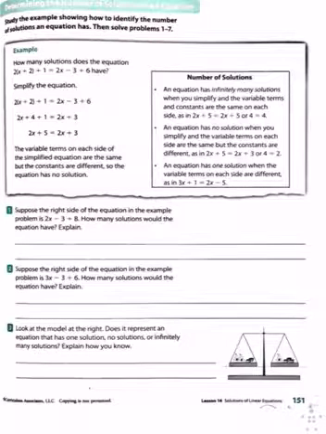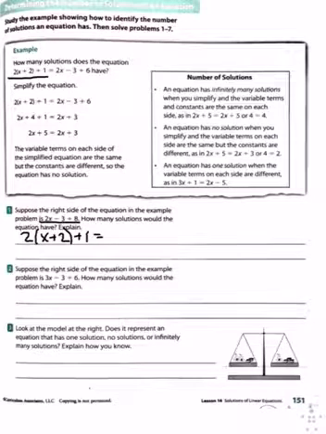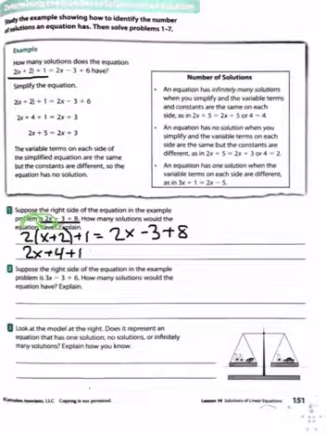Problem number 1. Suppose the right side of the equation in the example problem is 2x minus 3 plus 8. How many solutions would the equation have? Explain. So the first part of our equation is 2 parentheses x plus 2 plus 1. Then we're changing the right side of the equation to 2x minus 3 plus 8. So I'm going to start by solving this problem by distributing the number to both parts of the parentheses, and I get 2x plus 4 plus 1 equals 2x minus 3 plus 8.